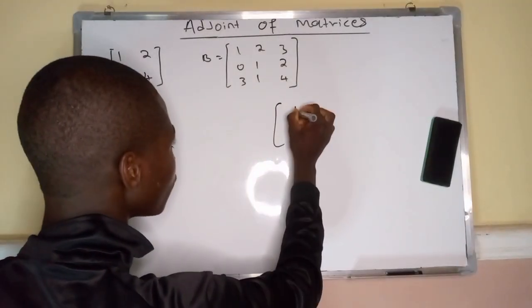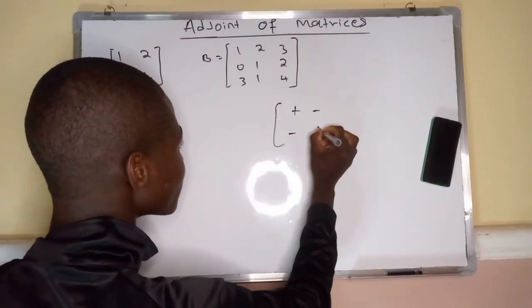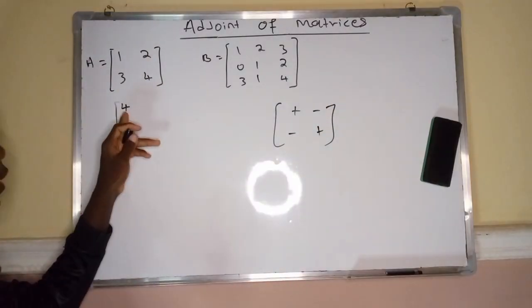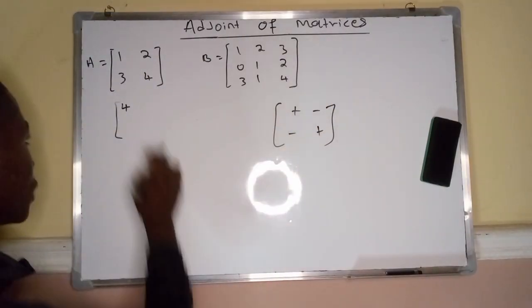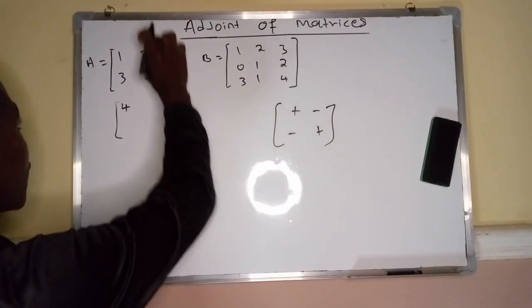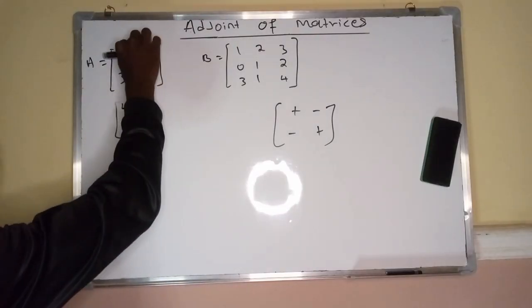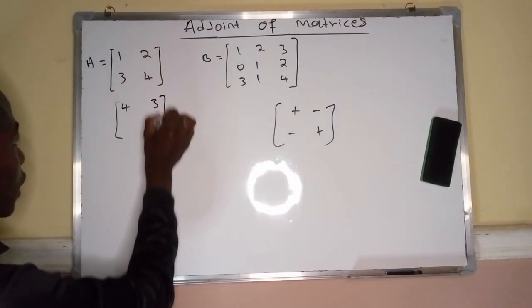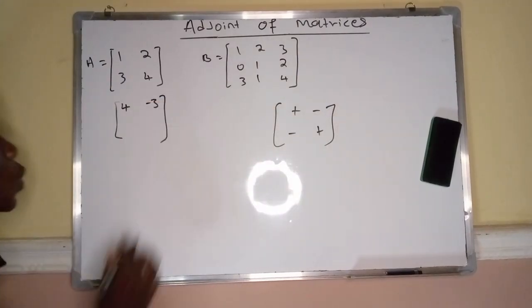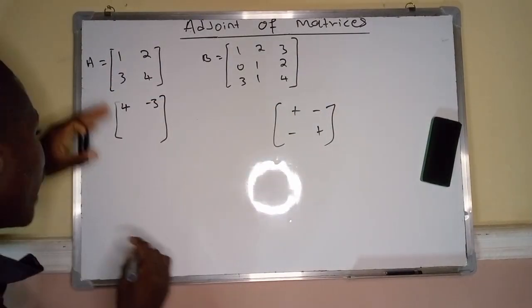But don't forget the sign pattern: positive sign, negative sign, and then negative sign and positive sign. If I multiply 4 by the positive sign, I still have positive 4. The minor of 2: I delete this row and column, and I am left with only 3, multiplied by the negative sign, which gives minus 3.